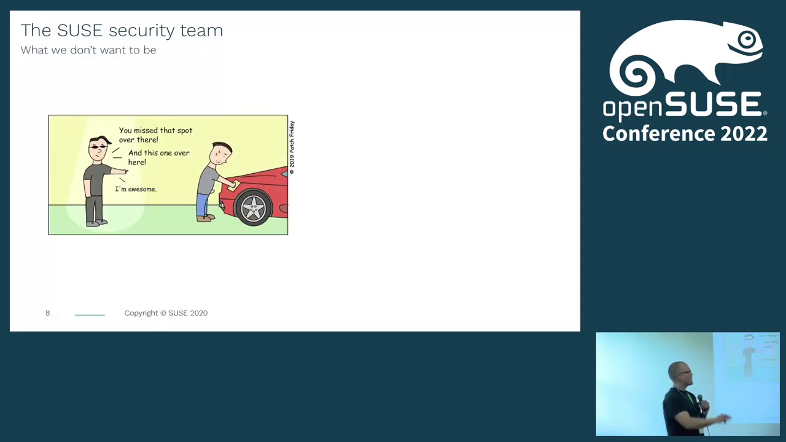I like that comic because that is a common way how security teams behave. We really try not to be this way. To a certain extent, it's kind of unavoidable because you have to tell people, well, that's not great and that's not great. But if you see us acting like that, then please tell us. Or go to Stojan and snitch on us, and then we try to behave differently.